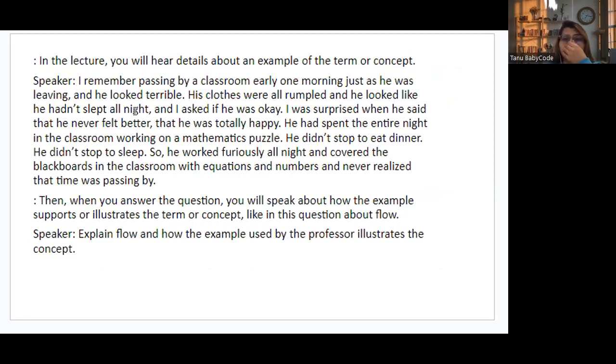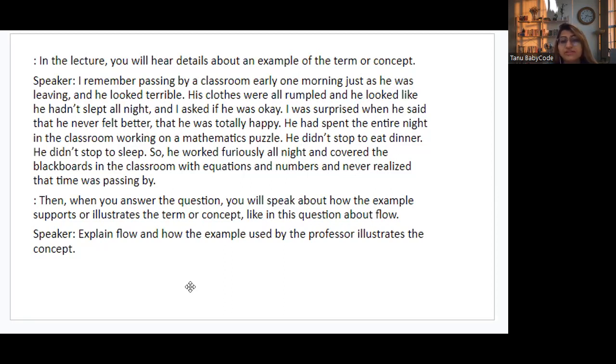I remember passing by a classroom early one morning just as he was leaving, and he looked terrible. His clothes were all rumpled, and he looked like he hadn't slept all night. And I asked if he was okay. I was surprised when he said that he never felt better, that he was totally happy. He had spent the entire night in the classroom working on the mathematical puzzle. He didn't stop to eat dinner, he didn't stop to sleep, so he worked furiously all night. Covered the blackboard in the classroom with equations and numbers and never realized that time was passing by.